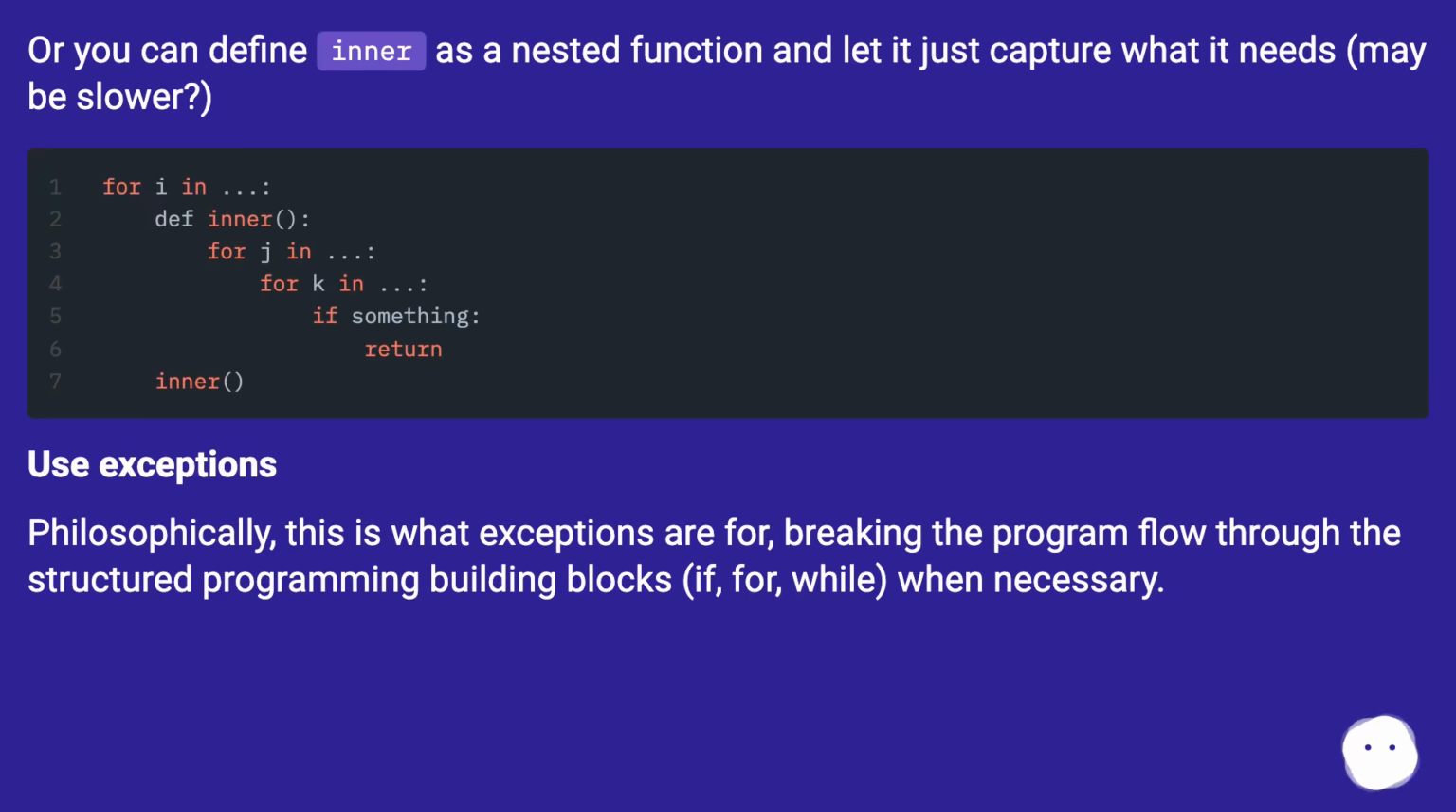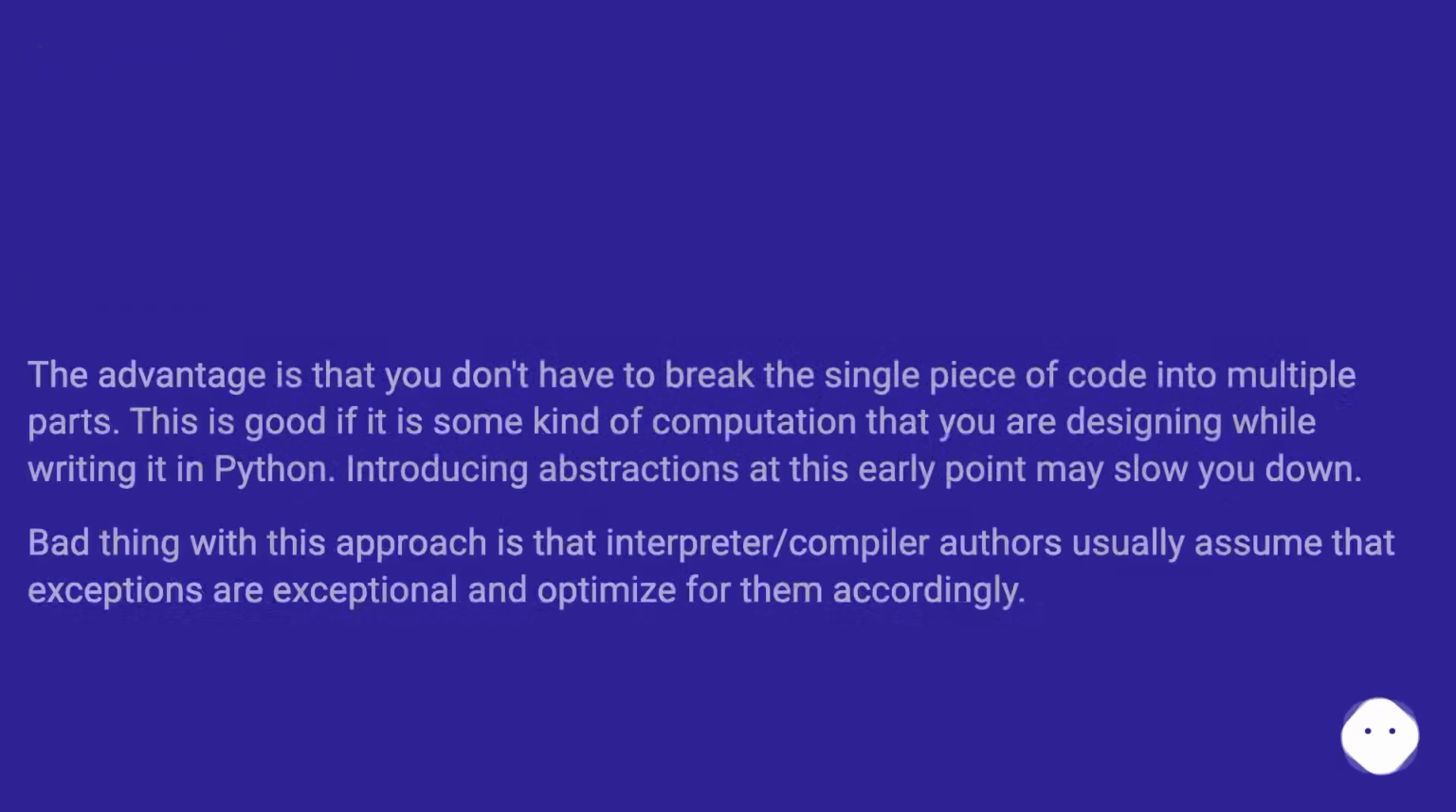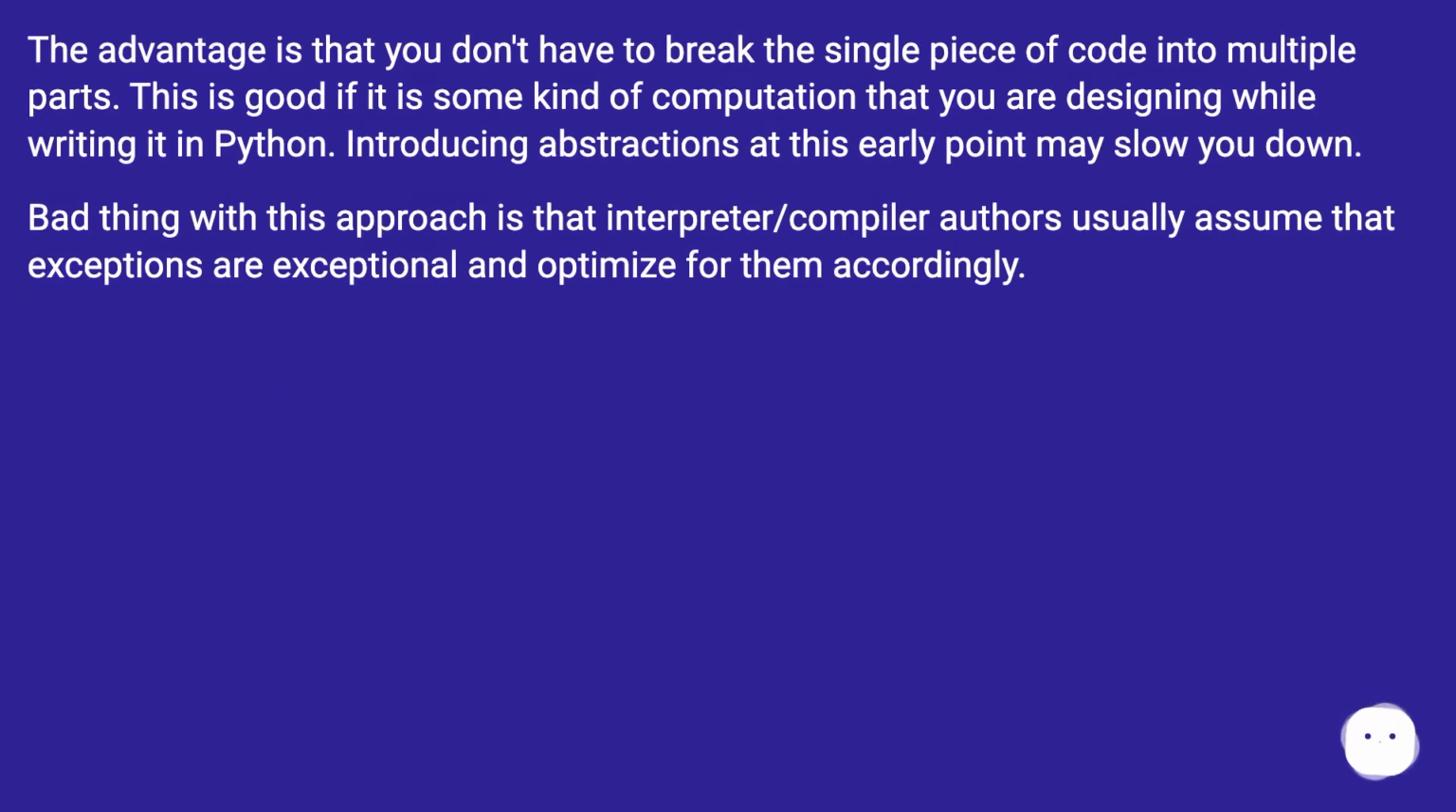Use exceptions. Philosophically, this is what exceptions are for, breaking the program flow through the structured programming building blocks, if, for, while, when necessary. The advantage is that you don't have to break the single piece of code into multiple parts. This is good if it is some kind of computation that you are designing while writing it in Python. Introducing abstractions at this early point may slow you down.